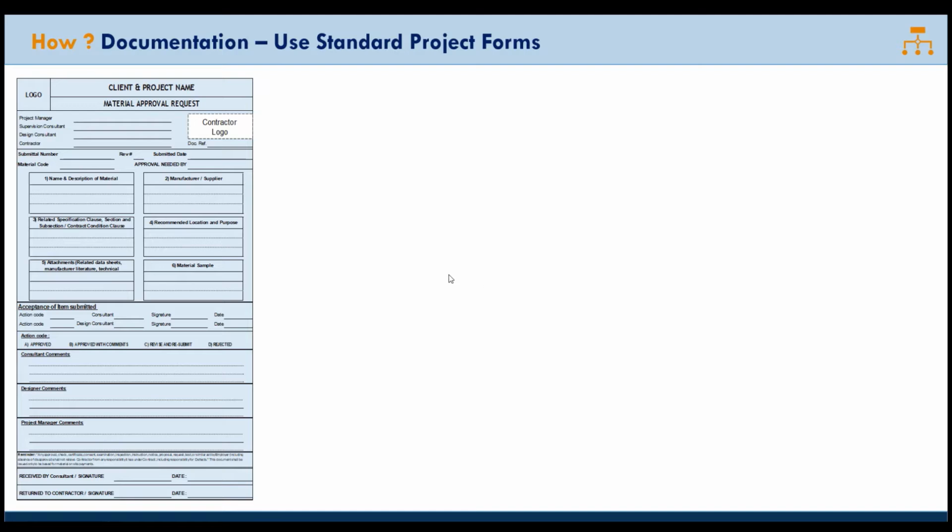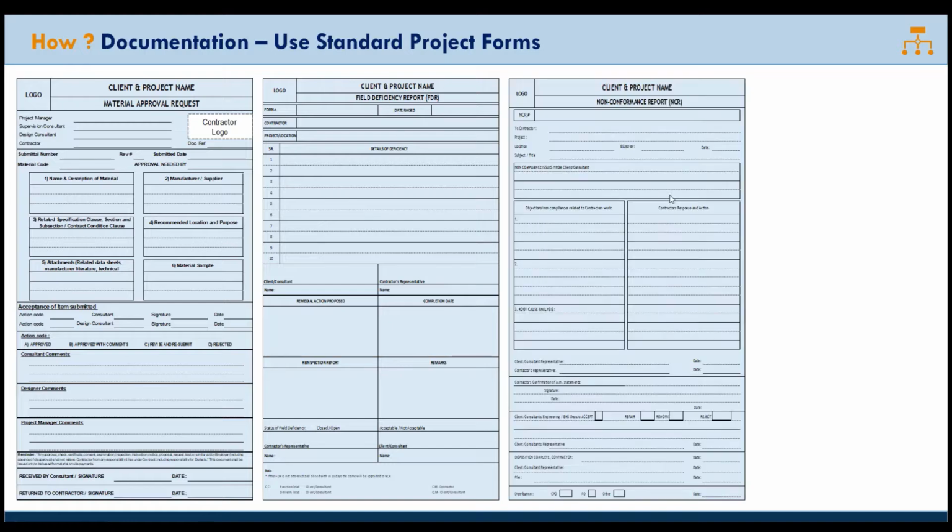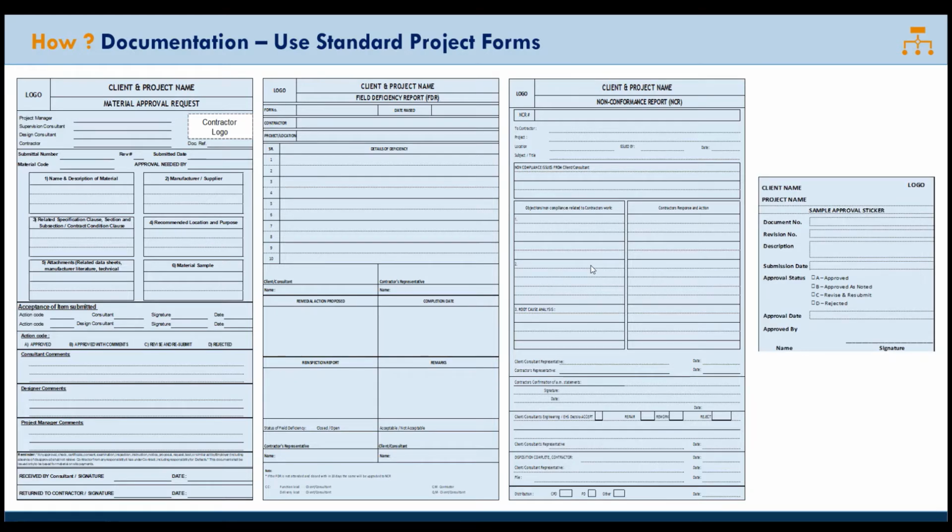Based on these project forms, the project data gets captured, whether it is material approval, whether it is field efficiency report, whether it is non-conformance NCR. There are a few more. Here you get to see the sample approval sticker. These are very important project forms that have to be used by every project participant at the site.